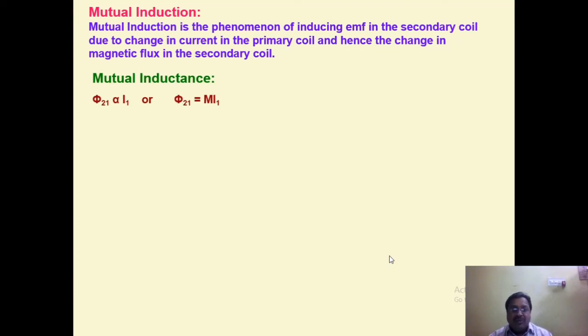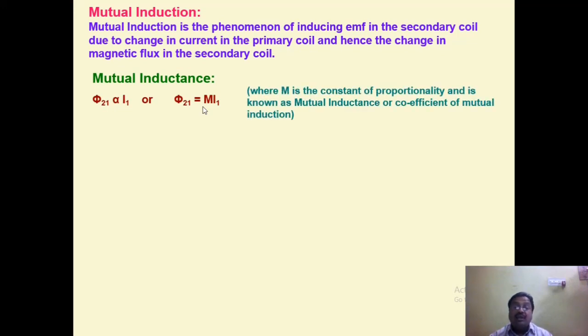Now, say the current changing in the primary is I1, and the magnetic flux in the secondary due to change of current I1 through the primary, let us denote it by phi 2 1. So, if current I1 is more, phi 2 1 is more; we may say phi 2 1 is directly proportional to I1. So, introducing a constant of proportionality, what should we get? M I1. What is that M? It is the constant of proportionality. This is called mutual inductance, or coefficient of mutual induction, of the two circuits, of the two coils.